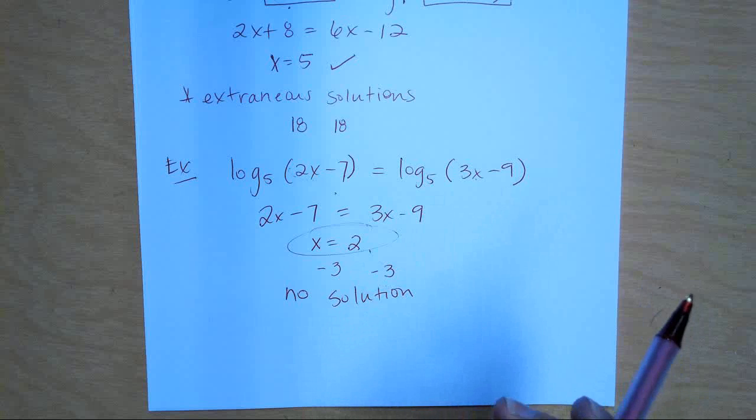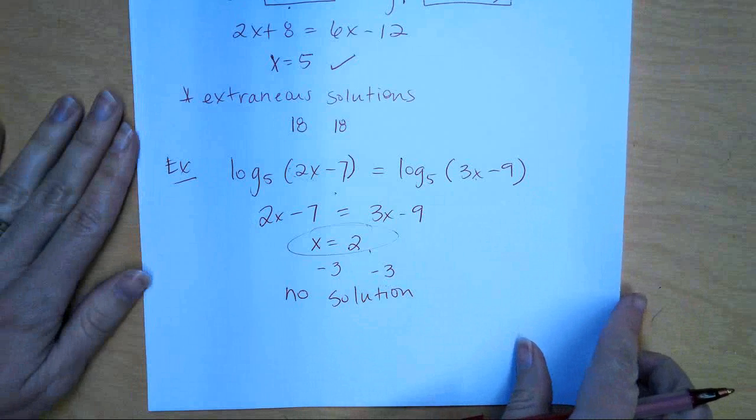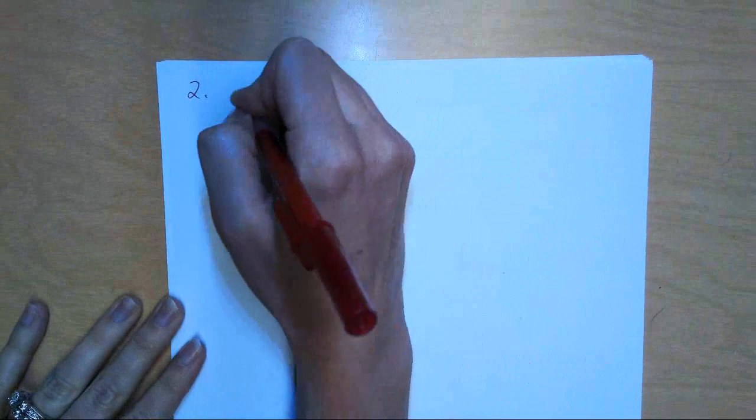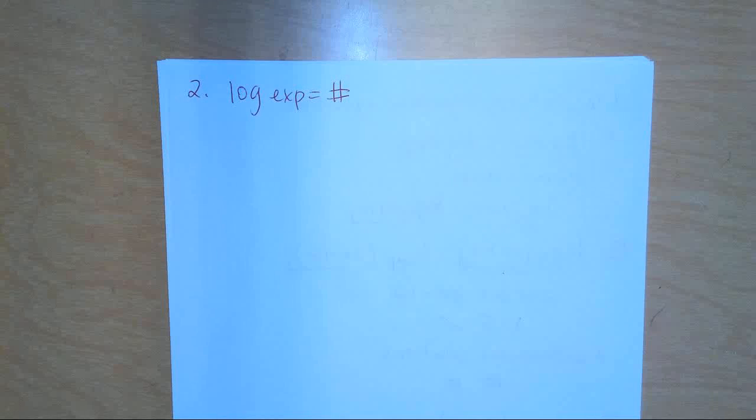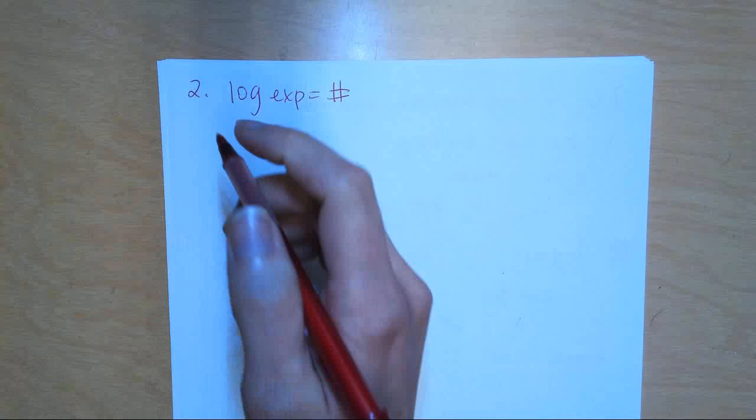Perfect. All right, the second type of solving is if you have a log expression equal to a number. Okay, we're going to use our deductive reasoning skills. If we had an exponential expression equal to a number, what did we do? In general, switch the form. So what might we do if we have a log expression equal to a number? Switch the form.